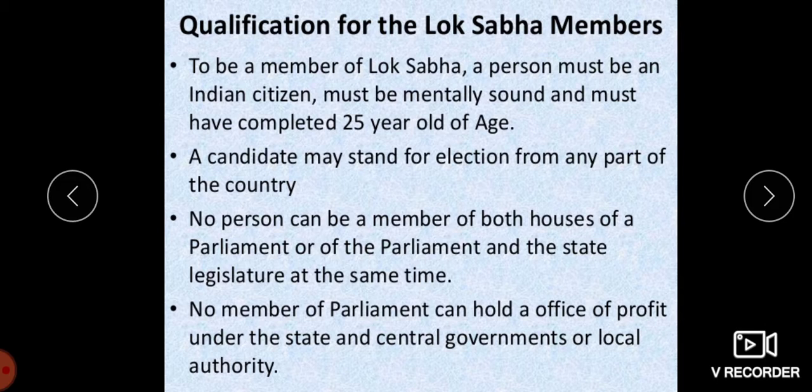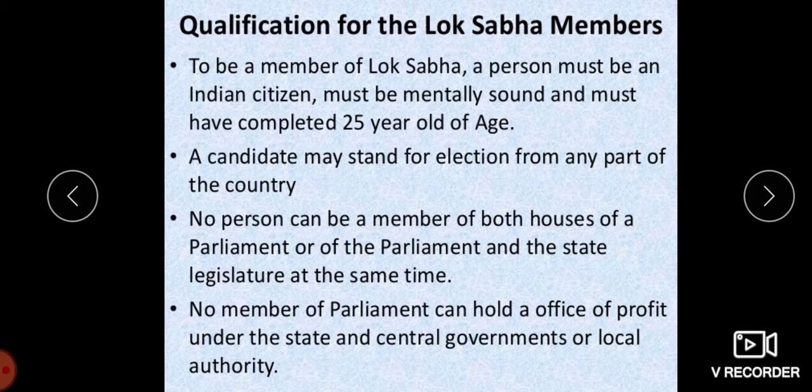Now we will move on to the Lok Sabha. The Lok Sabha is the house of the people. The members of the Lok Sabha are directly elected by the people of India. Let us see the term. According to the constitution, the term of the Lok Sabha is 5 years.